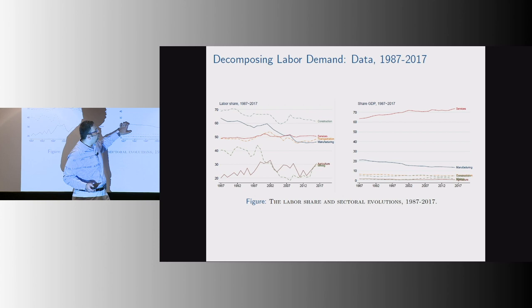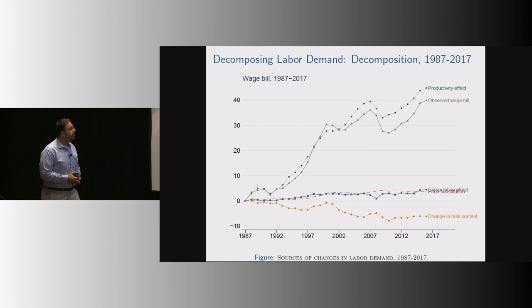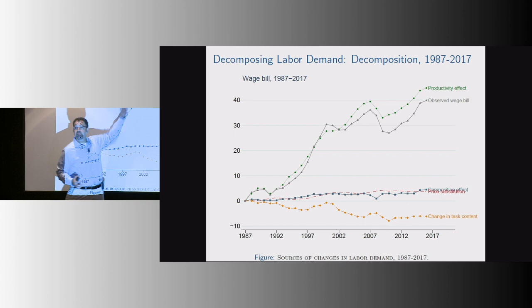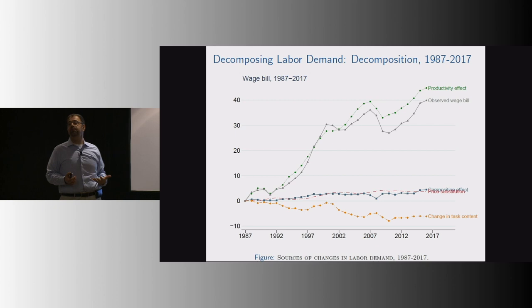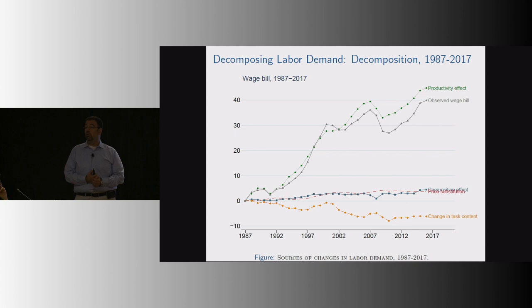Manufacturing is both contracting and has a declining labor share. And here is the decomposition when we apply it to the data between 1987 and 2017. This is the period of anemic growth. Now, in this figure, you cannot see it, but this is fairly slow growth. If you compare it to the first figure that I showed you, the comparison of 87 to about 2000, it is quite a bit slower than what went on before 1987.